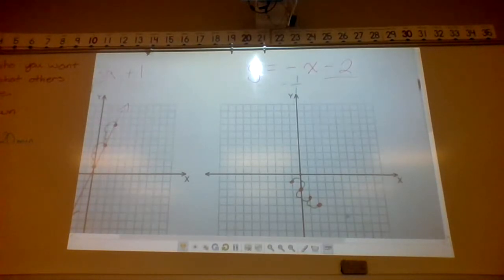Do you have 3 dots? Do you have at least 3 dots? Yeah. Do you have a straight edge? Can you play connect the dots? Yeah. Let's play connect the dots.